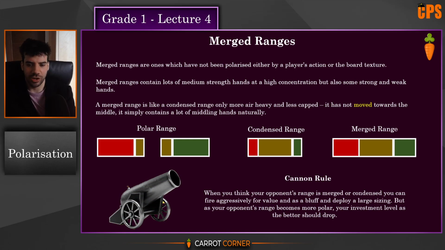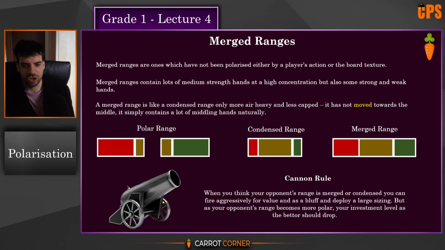Cannon rule is a really important rule for understanding how aggressive to be. When you think your opponent's range is merged or condensed, you can fire aggressively, blast away like a cannon for value, and as a bluff. With a polarized strategy, you can deploy a large sizing against merged or condensed ranges. The idea being that your value hands are the ones driving your strategy, and if your opponent's range is merged or condensed, then he has a large amount of more condensed medium strength hands. Medium strength hands don't do well by betting, they invest mainly by calling, so you have to give them the chance to call to make money.